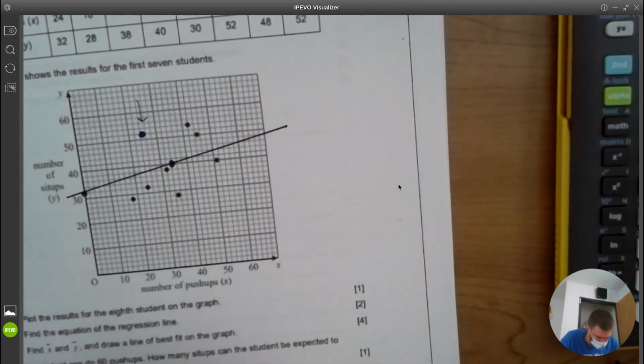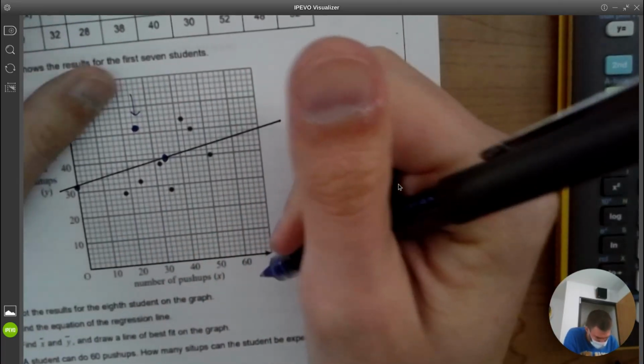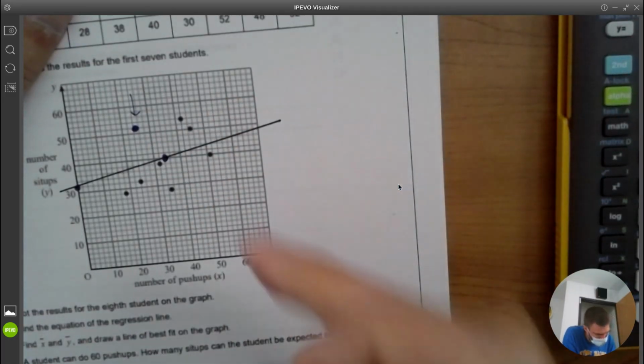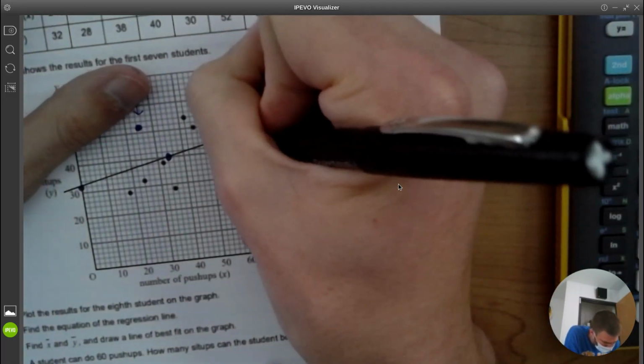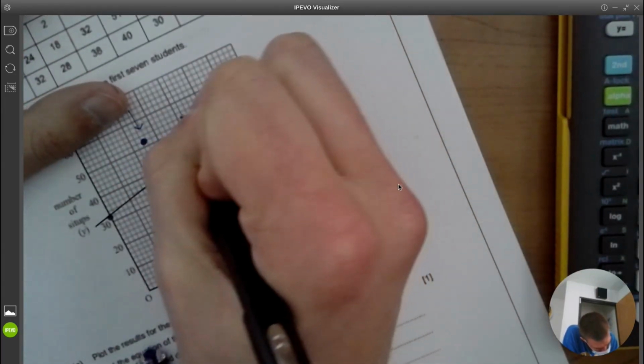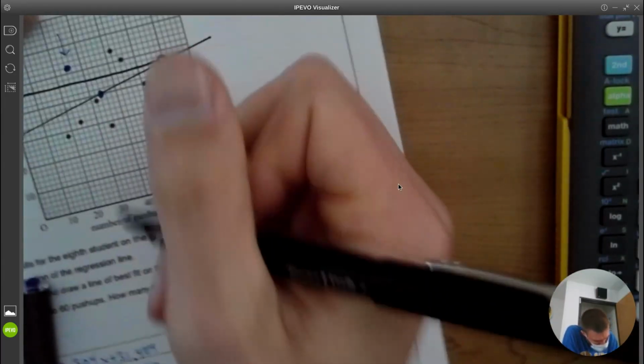And let's finish with D. 60 push-ups is right here. I would expect them to be able to do 46.